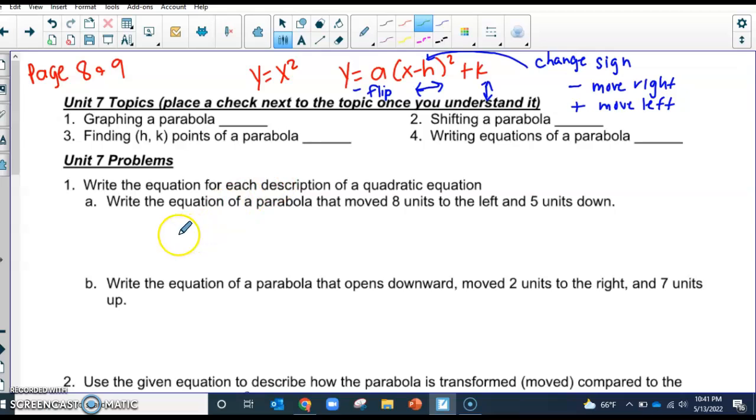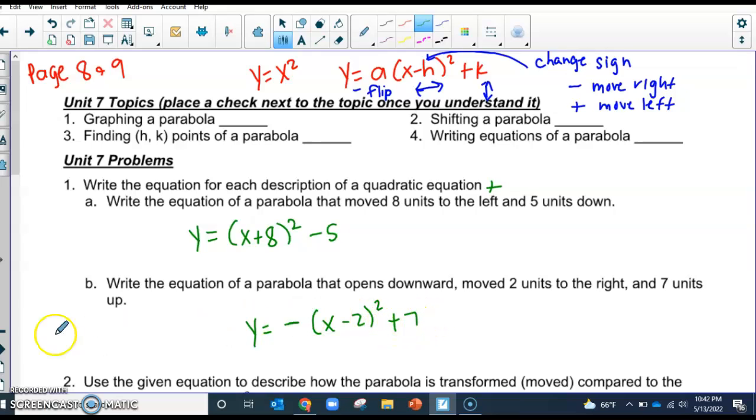All right, so let's look at this first one here. Write the equation of the parabola that moved 8 to the left and 5 down. It doesn't talk about it being flipped, so I don't have an a. 8 to the left is going to be plus, so this will be (x plus 8) squared, and down is going to be minus 5. For B, a parabola that opens downward is going to be flipped, so I've got a minus in there. 2 to the right, so that's going to be (x minus 2) squared, and 7 up, so plus 7.